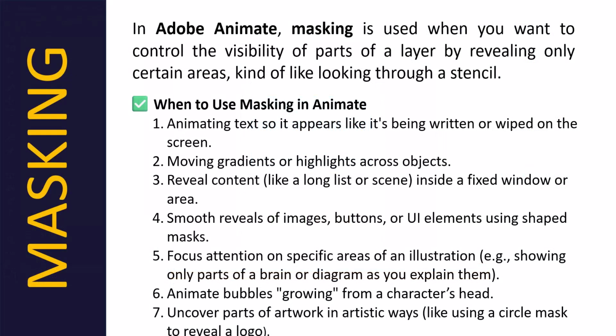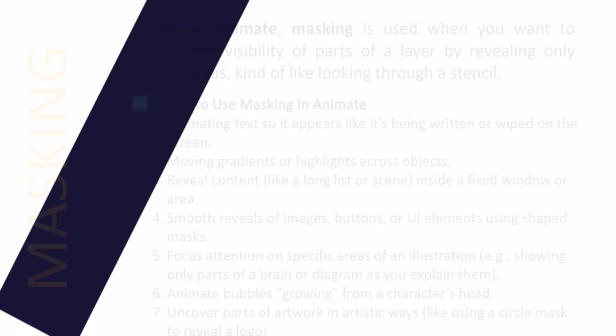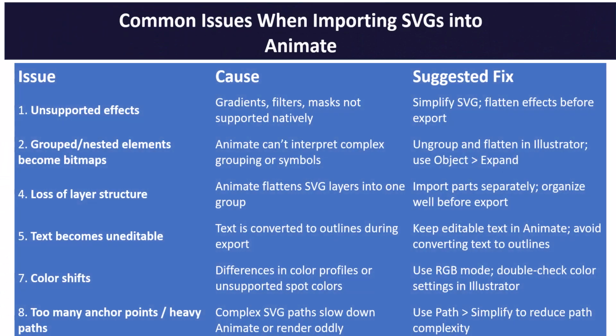Now there are times you are asked to import an SVG into Animate, and then you run into issues. Some of the common issues that you run into is when you import, the gradient doesn't appear anymore, or the text you imported from Illustrator is no more editable in Animate. I've compiled some of the issues and some of the causes in this slide and a suggested fix.